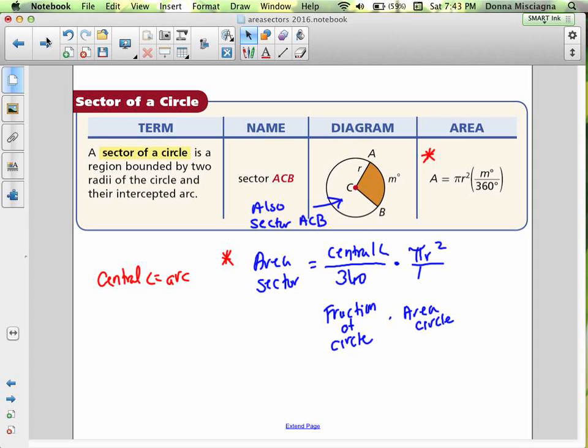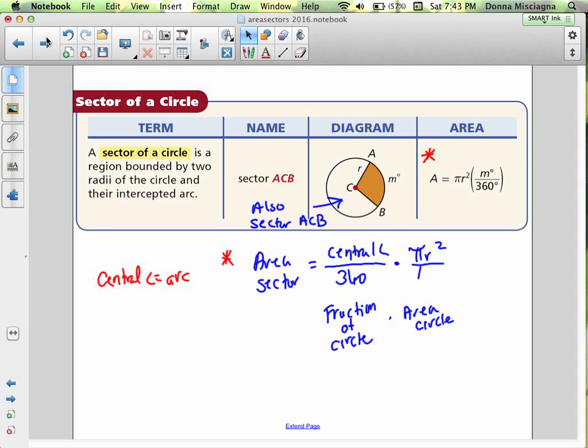So just like an arc is a fraction of a circle and a fraction of the circumference of a circle, sector area is a fraction of the area of a circle. And you're going to find that it's calculated a lot like the arc length is. All right, so with arc length, we took the fraction of the circle times the formula for circumference. With the area of a sector, we're going to take the fraction of the circle times the area of the circle.